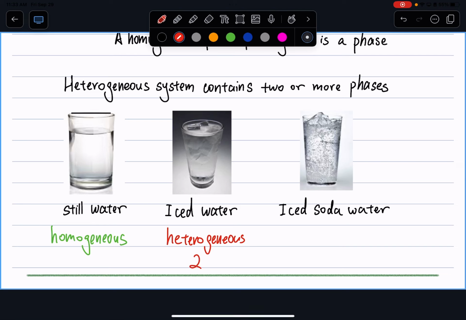Okay, now let's move a little bit further. Now we have a cup of iced soda water, where you have carbon dioxide hanging around as well. So what is the nature of the system and how many phases are there? We have a heterogeneous system. You have three different phases: gas, solid, and also solution.